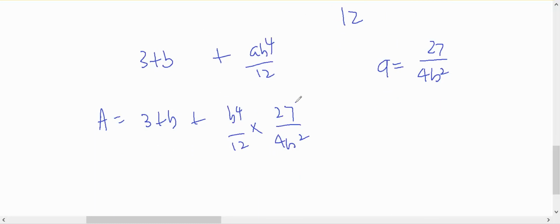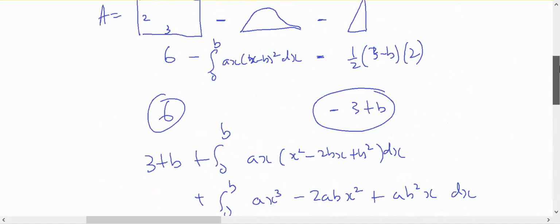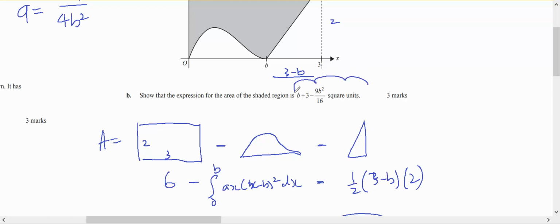So 3 goes into that 9, 3 goes into that 4, b squared goes into that b squared. So I've got 3 plus b plus 9b squared on 16. And that's exactly what I needed to show. So that's done. That's part B.